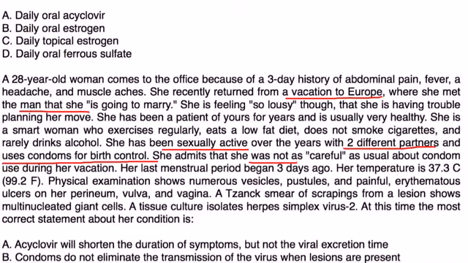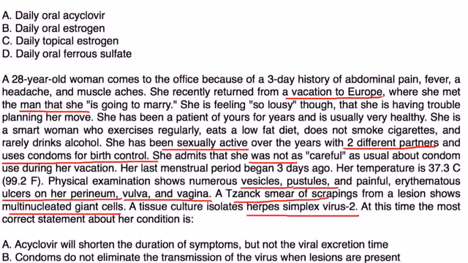Her last menstrual period began 3 days ago. Temperature is 37. Physical exam shows numerous vesicles, pustules, and painful erythematous ulcers on her perineum, vulva, and vagina. A Tzanck smear of scrapings from the lesion shows multinucleated giant cells. A tissue culture isolates herpes simplex virus 2. At this time, the most appropriate correct statement is, well, you've only got 2 to choose from here. Condoms do not eliminate the transmission of the virus when lesions are present.